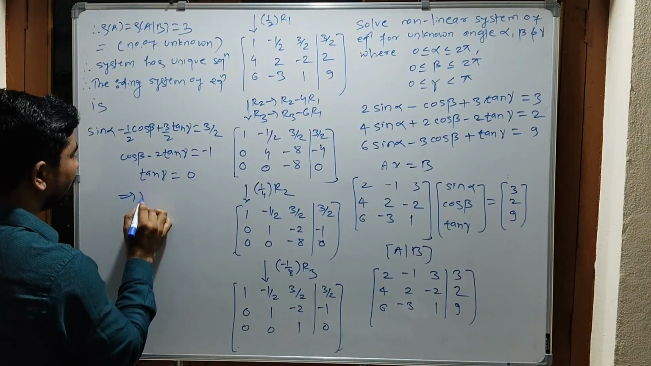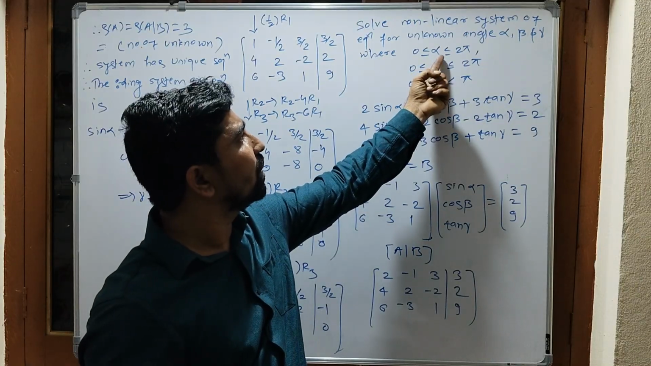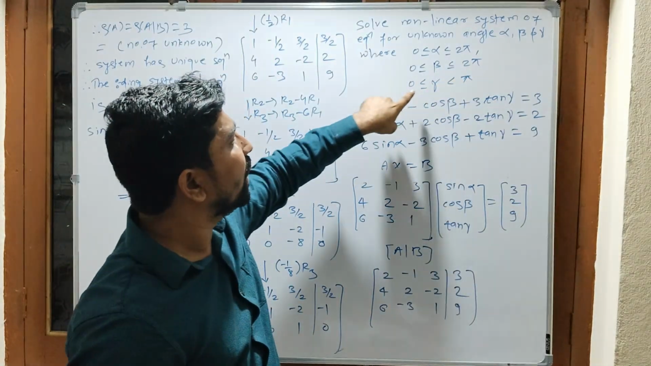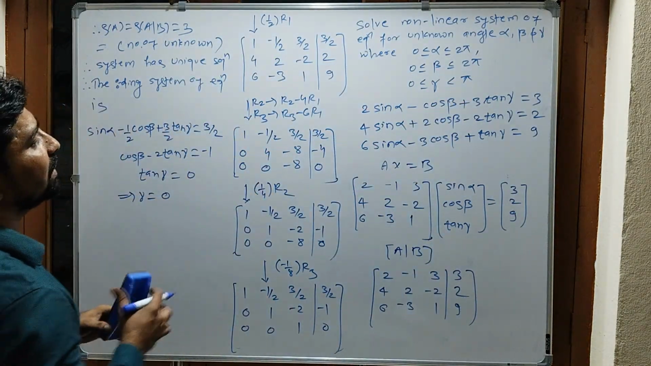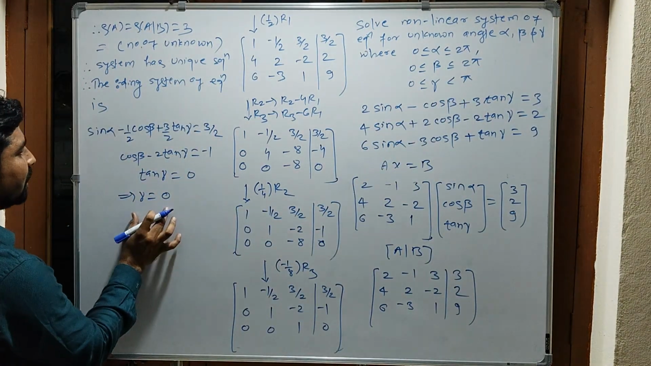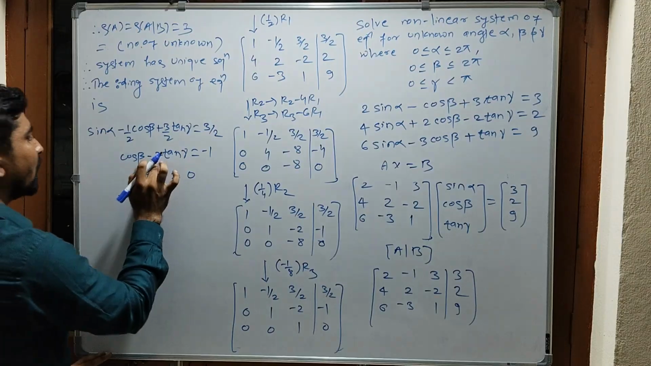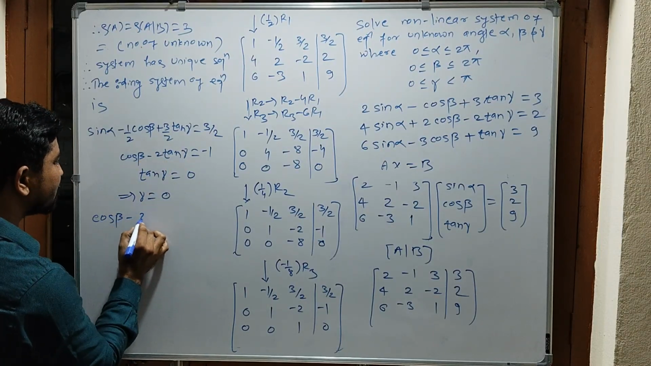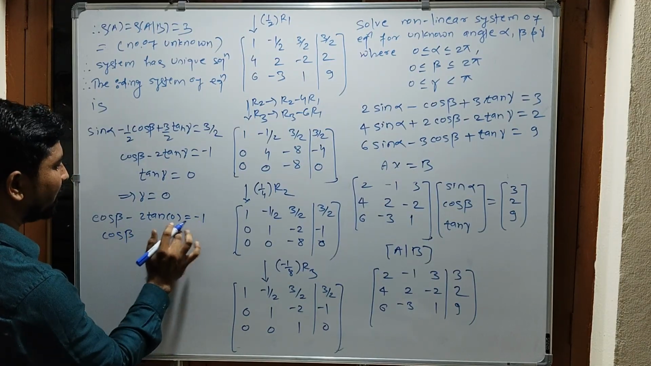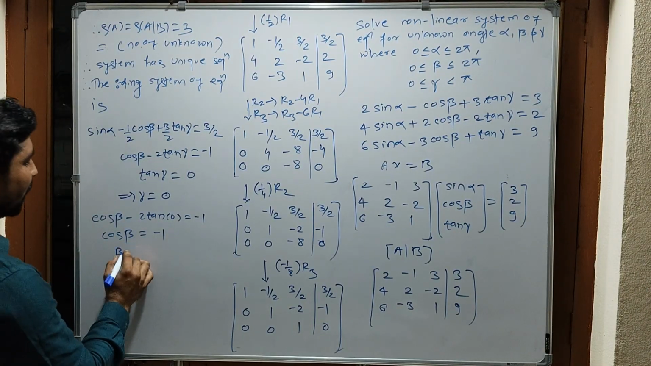This implies gamma equal to 0, because alpha is between 0 and 2 pi, beta is between 0 and 2 pi, and gamma is between 0 and pi, with gamma strictly less than pi. In this range tan gamma is 0 only when gamma is 0. If tan gamma equals 0, the whole term becomes 0. Now putting this into the second equation, cos beta minus 2 times tan gamma, which is 0, equals minus 1, so cos beta equals minus 1.